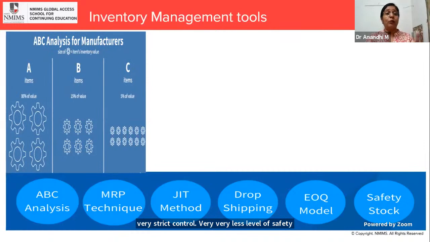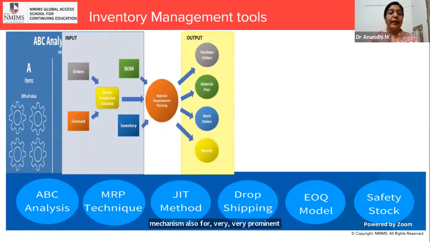Again, that alone is not a criterion. You also need to consider the lead time it takes to arrive from your supplier and the demand from the customer. So together you need to come up with the control mechanisms. So ABC is a classification tool as well as a control mechanism for inventory. Very prominent one. Next is the MRP technique, material requirement planning.